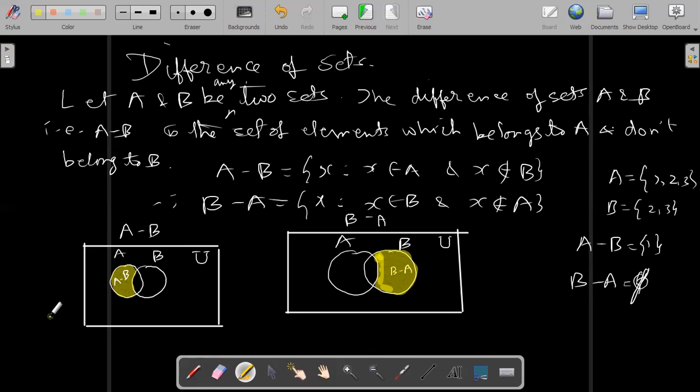Then we have disjoint set, complement of a set, De Morgan's theorem, and then application of theory. That will be the end. This is a very vast chapter. So that's all for today.